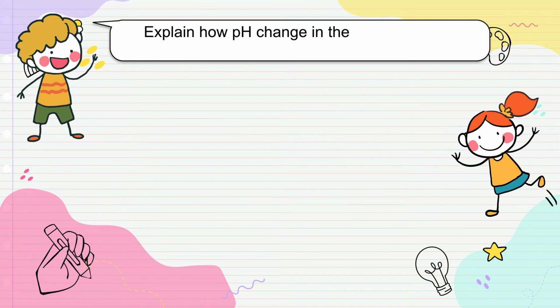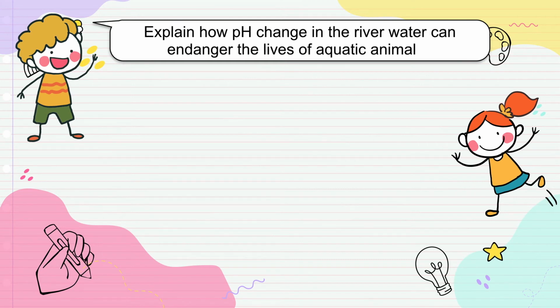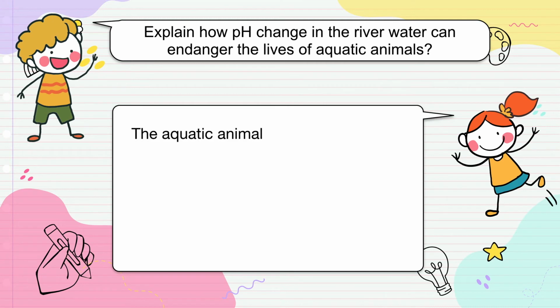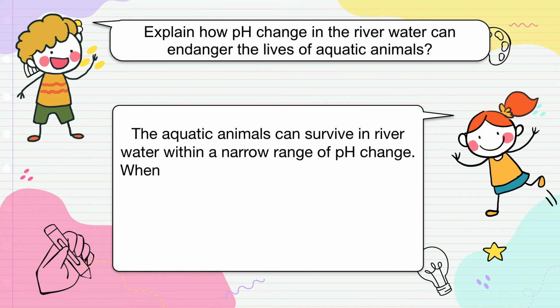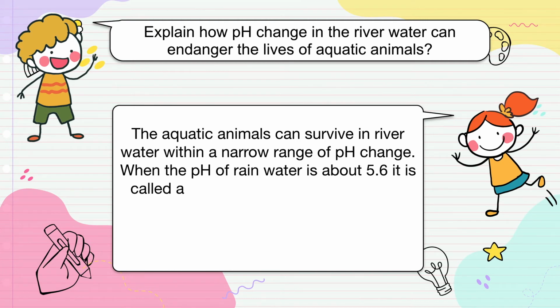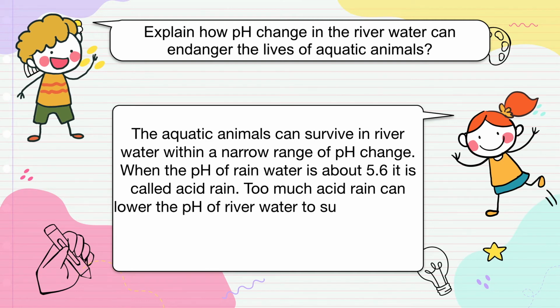Explain how pH change in the river water can endanger the lives of aquatic animals. The aquatic animals can survive in river water within a narrow range of pH change. When the pH of rainwater is about 5.6, it is called acid rain. Too much acid rain can lower the pH of river water to such an extent that the survival of aquatic animals becomes difficult.